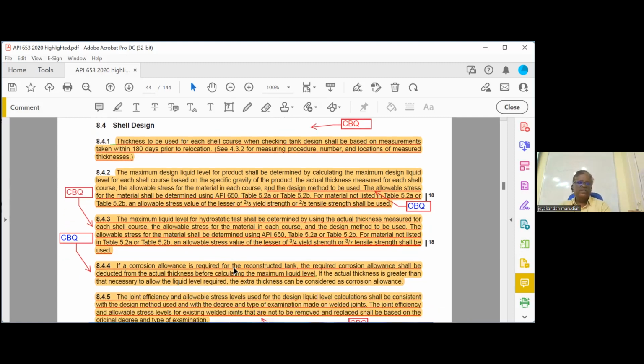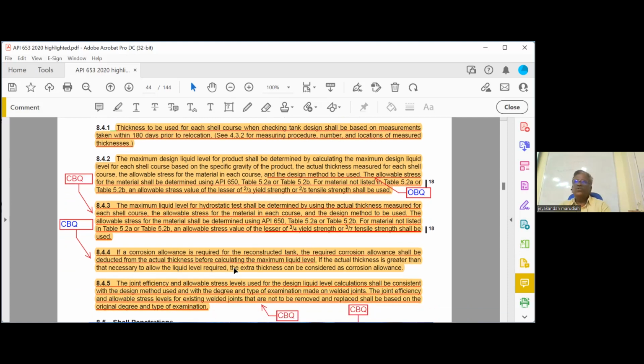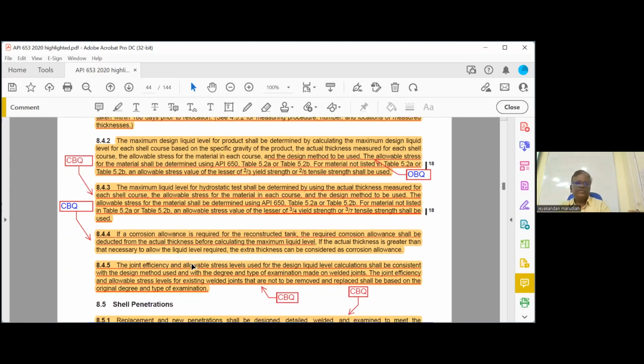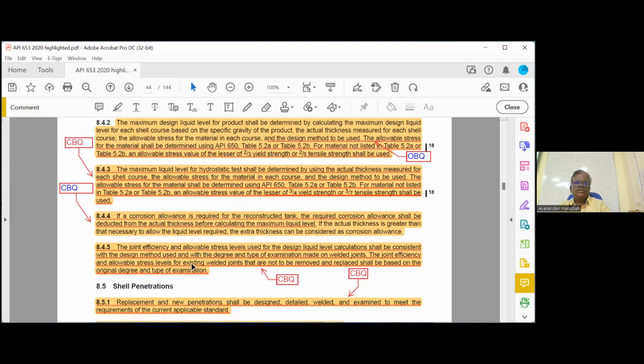Reconstructed tank. Suppose if you want to give corrosion allowance, you have to reduce the corrosion allowance from the plate. If a corrosion allowance is required for the reconstructed tank, the required corrosion allowance shall be deducted from the actual thickness before calculating the maximum liquid level. Then the joint efficiency and allowable stress used for the design calculation shall be consistent with the design method. The joint efficiency and allowable stress for existing joints that are not to be removed and replaced shall be based on the original design.